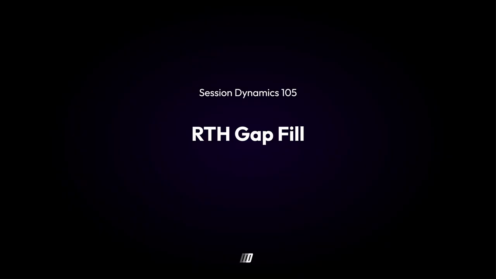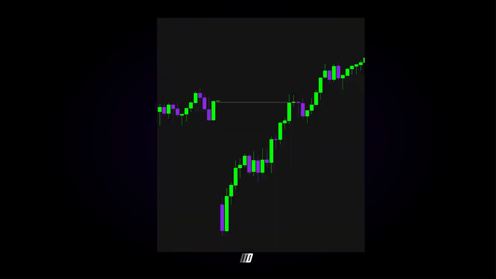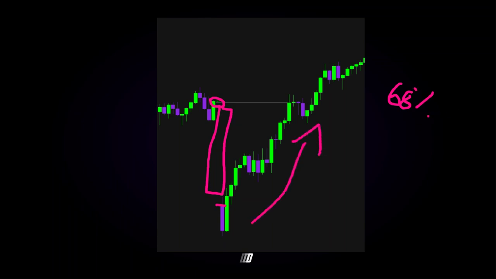Hi, and welcome back to the last session dynamics lesson, 105, RTH gap fill. The RTH gap fill is nothing more than a gap between the closing price of the previous regular trading hour session, or the cash session, and the opening of the new one. If there is a gap between them, we have a 68% chance that it will get refilled.